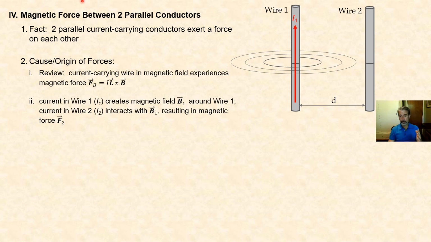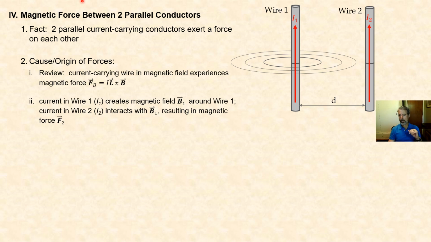creates a magnetic field B1 around wire 1, and likewise, the current in wire 2, and in this case, we'll assume that the currents are in the same direction. The current in wire 2 interacts with the magnetic field that is established by wire 1. So it interacts with B1. You apply the right-hand rule here to determine the direction of the magnetic field.